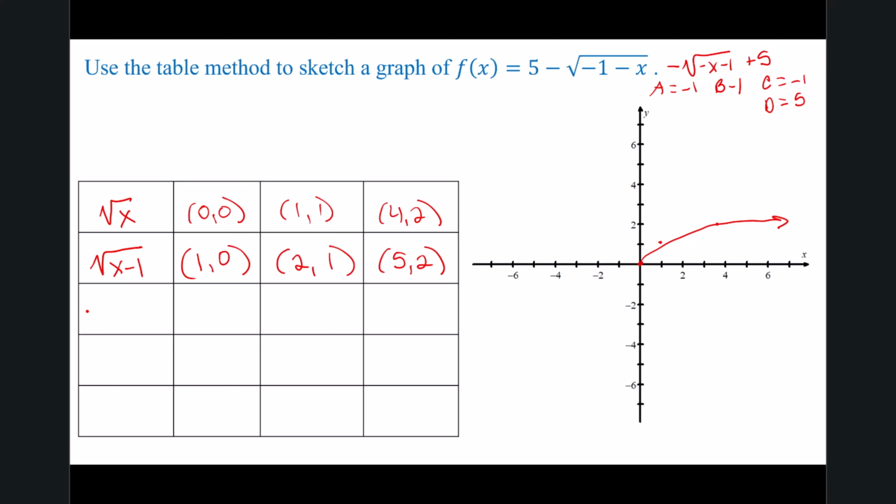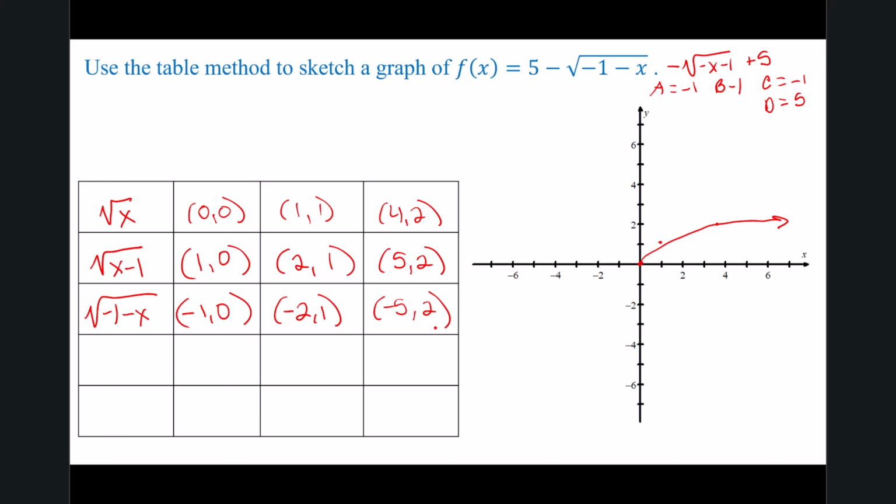The next step would be to divide by b or multiply by 1 over b. So that would give us points on the graph of square root of negative 1 minus x. So I'm going to divide the x coordinates by b, so by negative 1. Now I have negative 1, 0. 2 divided by negative 1 is negative 2. And 5 divided by negative 1 is negative 5.